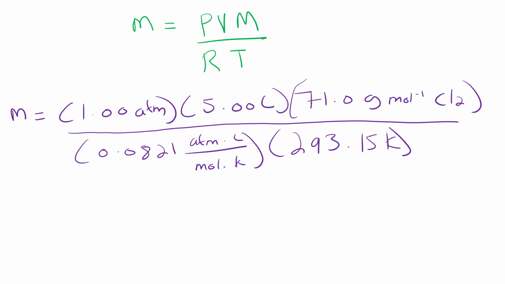So we have atmospheres in the main numerator and we have atmospheres in the main denominator. Litres at the top, litres at the bottom, and we have moles at the top and moles at the bottom. For Kelvin, we have Kelvin in the main denominator of the fraction, but it's also in the denominator of the fraction that's within the ideal gas constant. So as a result, we can cancel out Kelvin. As a result, the only unit we have left is grams, which is the unit we need for our final answer. So we put that into a calculator, and we would get an answer to 3 significant figures of 14.8 grams of chlorine gas, which is the mass of the sample of chlorine gas in this system under RTP.